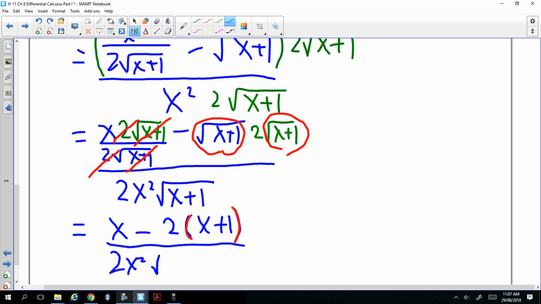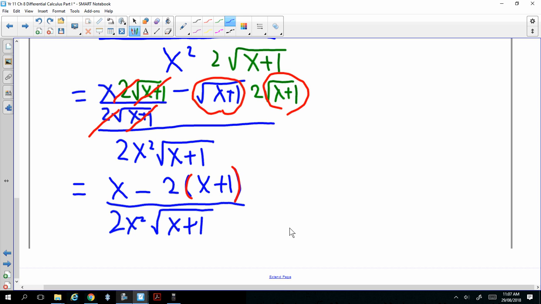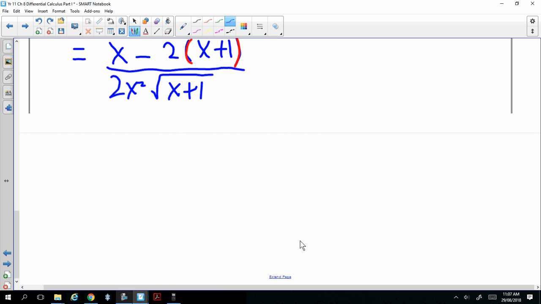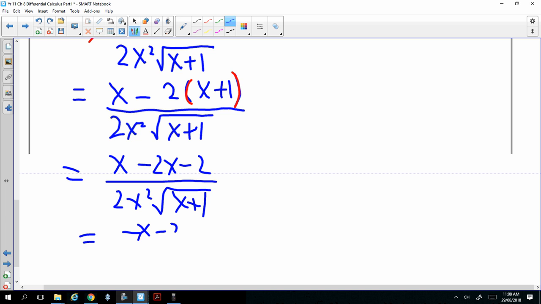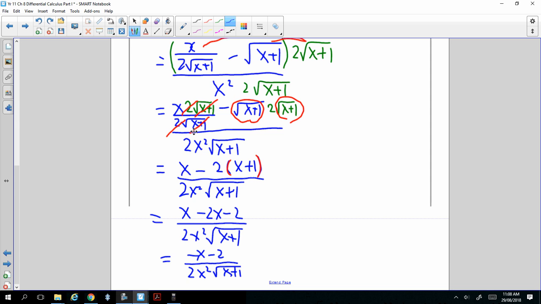And then you just have to expand the top and collect like terms. So what do you get? x minus 2x minus 2. And that will become this. Alright, done. So it's challenging because the simplifying takes long. Yeah, minus x minus 2, because x minus 2x is negative x, 1 minus 2 is negative 1. Alright, good. So can you try the next one?